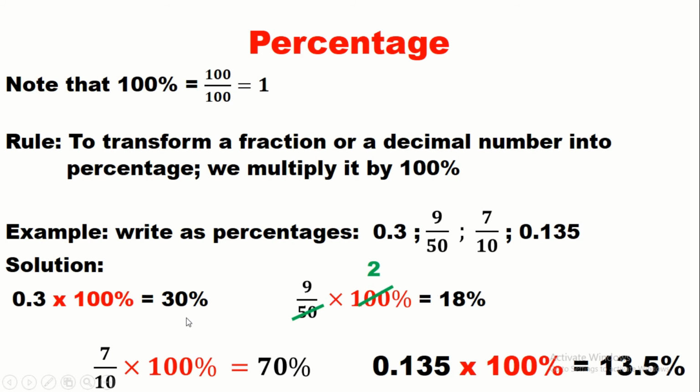The same for 7 over 10, we multiply it by 100%. We can simplify 0 by 0 to get it as 70%. Now for decimal numbers, we have just learned that we multiply them by 100%. So we move the point here by 2 digits since we are having 2 zeros. 1, 2. The point will be between 3 and 5.